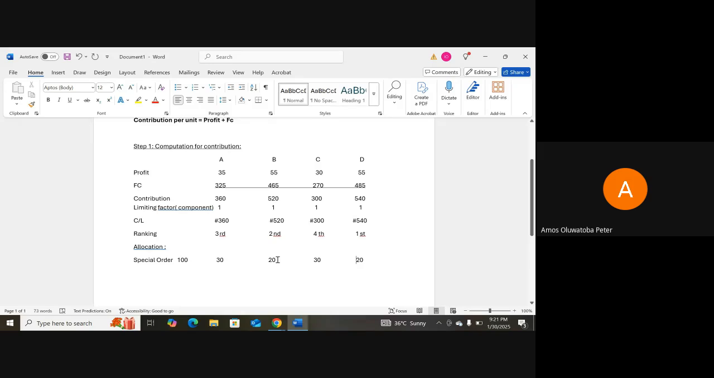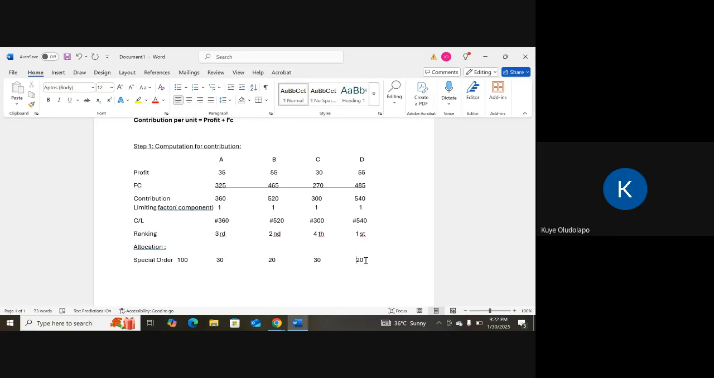What of B total order? 200. What of C total order? 300. What of D total order? 200. Now, you know D total order is 200. But if you now go by ranking, which product do we want to allocate first? D, right? Yes, sir. Out of D, how many orders are available? 300. 300 is available.